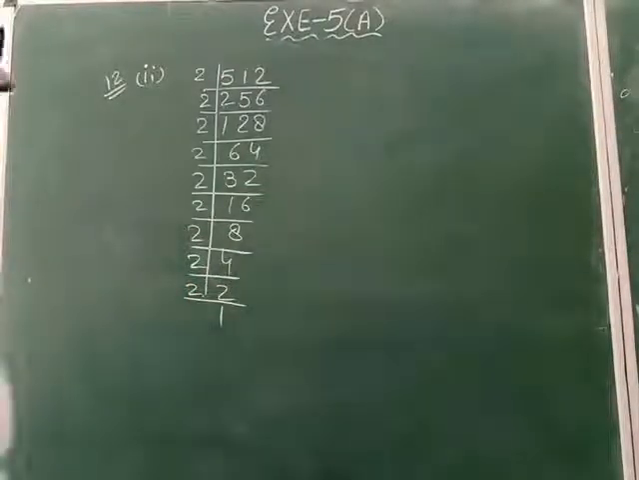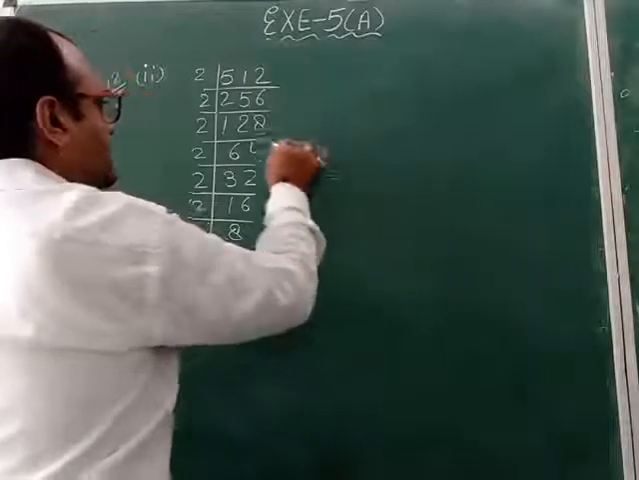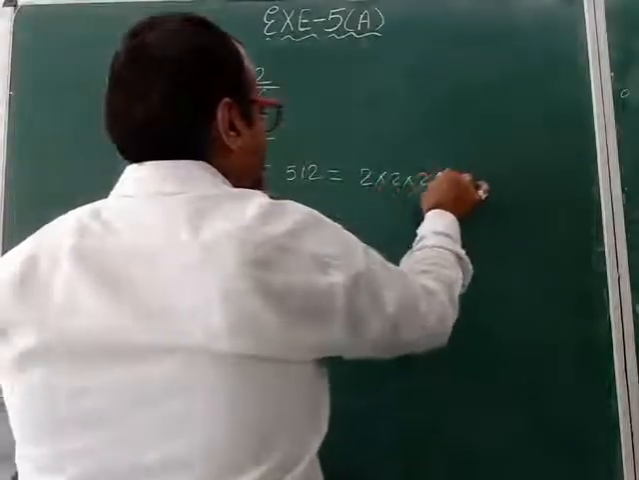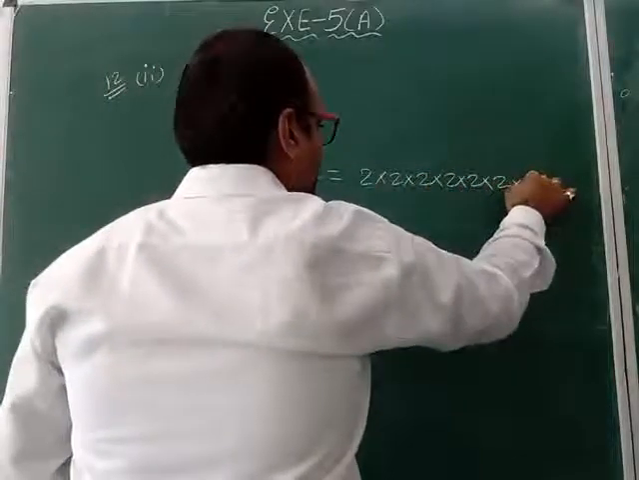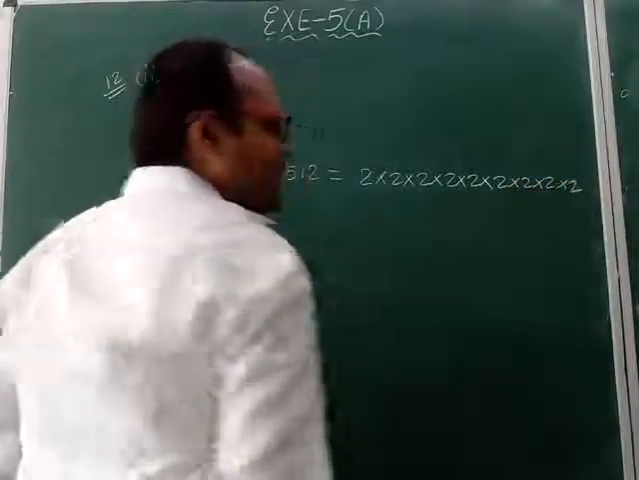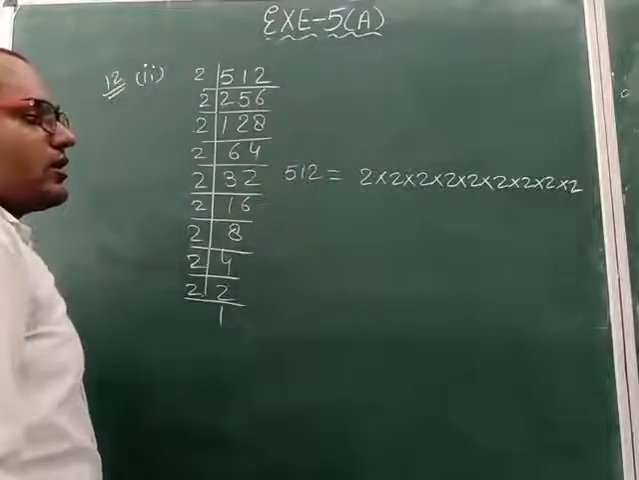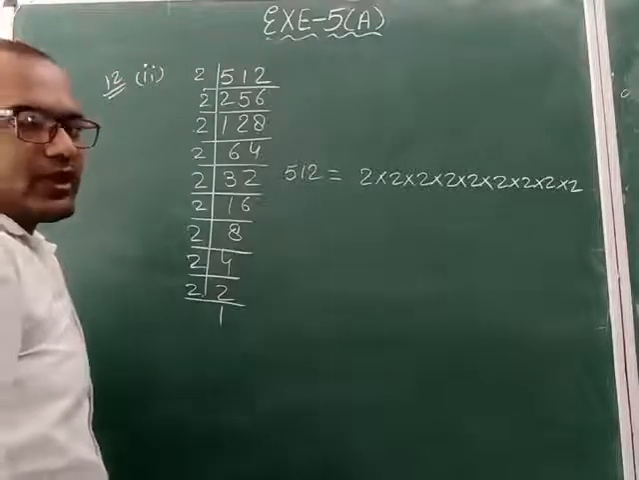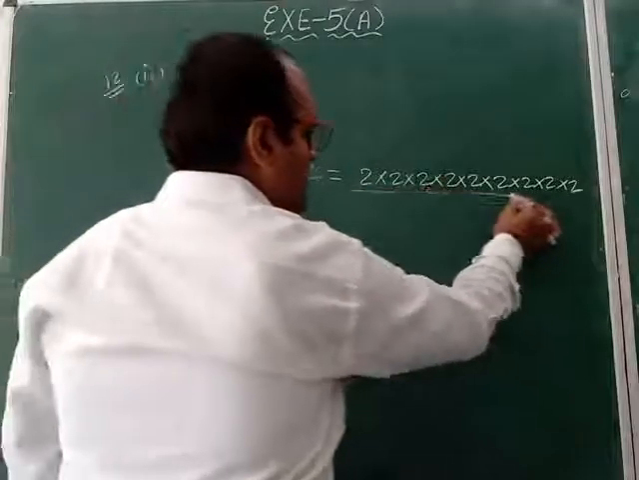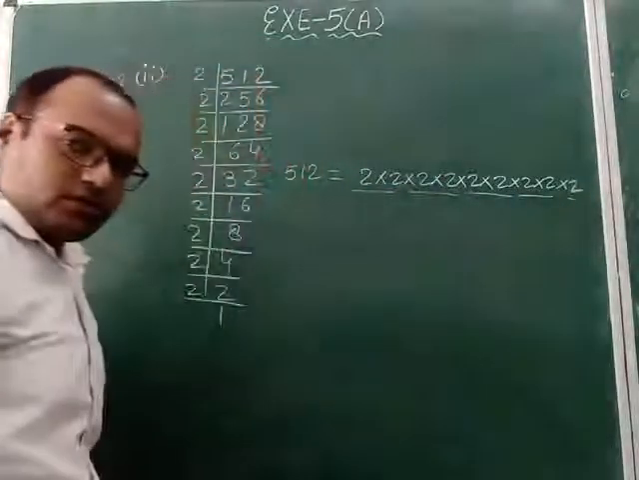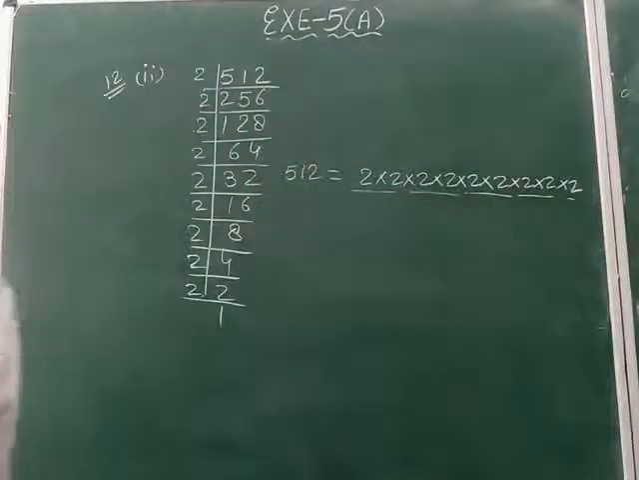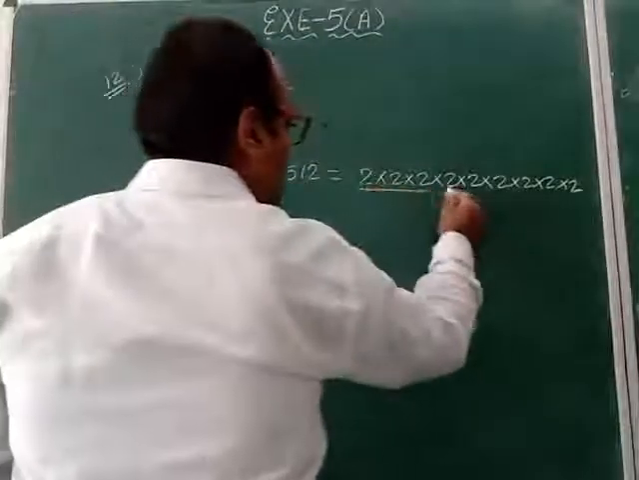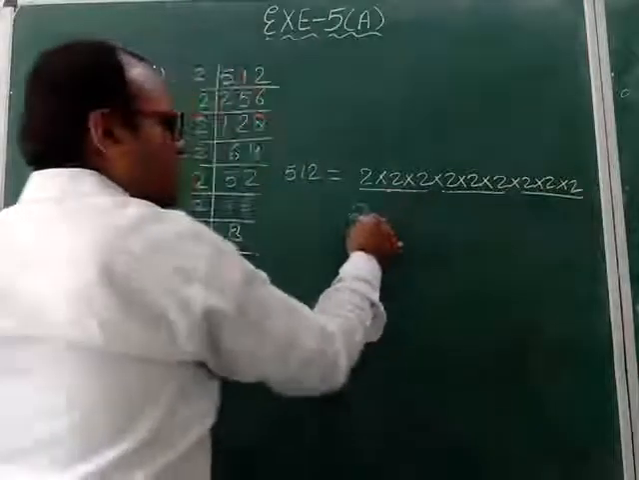After finding the prime factors, we will write 512 as 9 times 2. Now if it is possible to make 2 pairs, then we will make pairs, otherwise 3. Double, double, double, double, but this one is not double, so that means we will not make double numbers. We will take 3 numbers: 3, 3, 3. So this is 2 power 3.